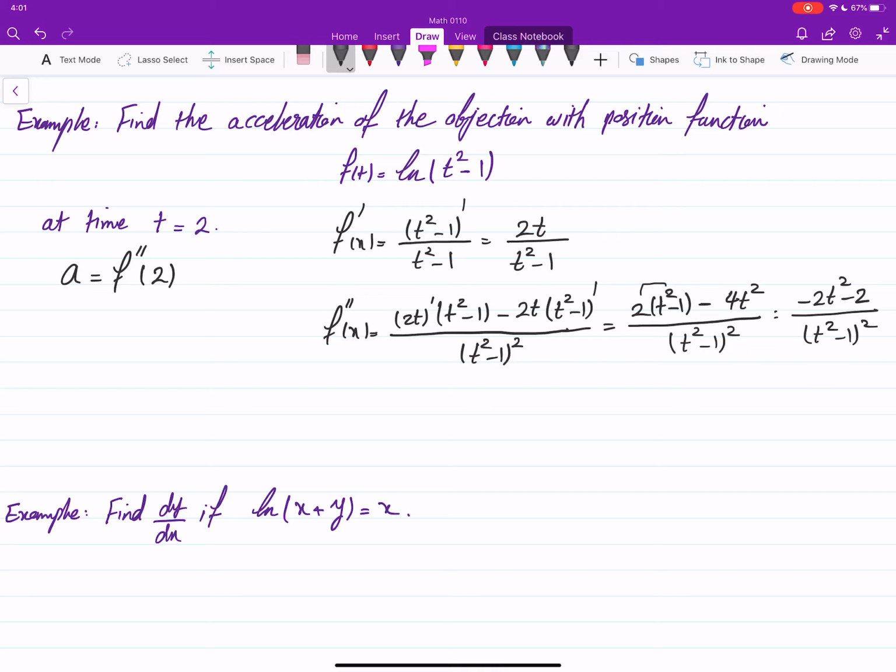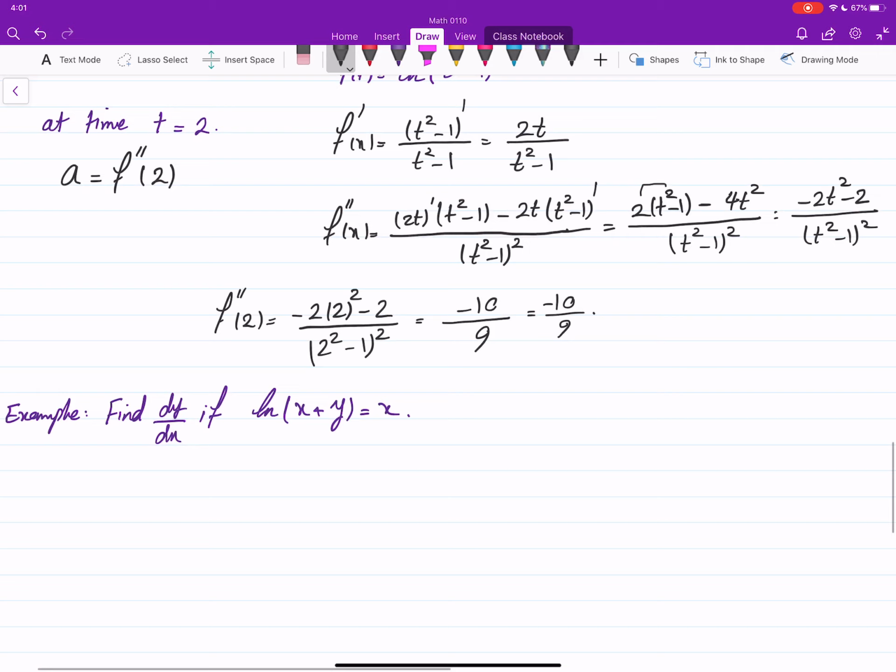And now we are looking for acceleration at time t equal to 2. So f double prime at 2 is minus 2 times 2 squared minus 2 over 2 squared minus 1 to the power 2. This is 8 minus 10, over 3 squared, 9. That is the acceleration of the object at that point. Very nice.